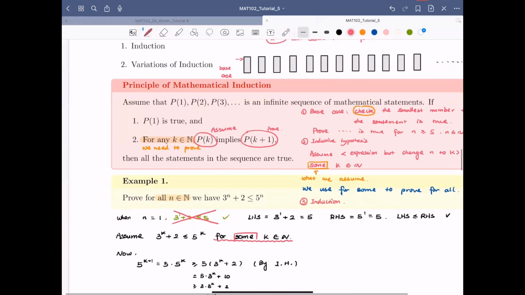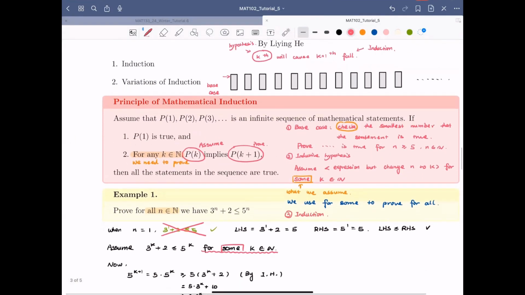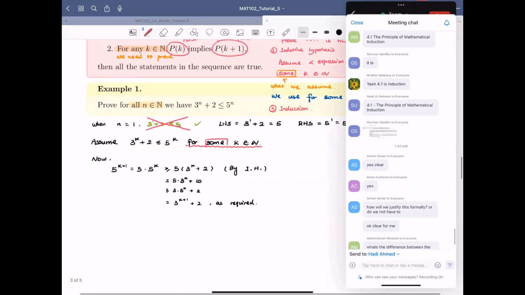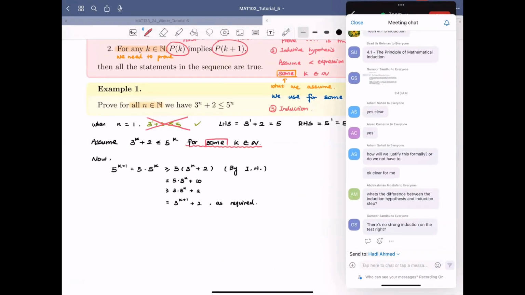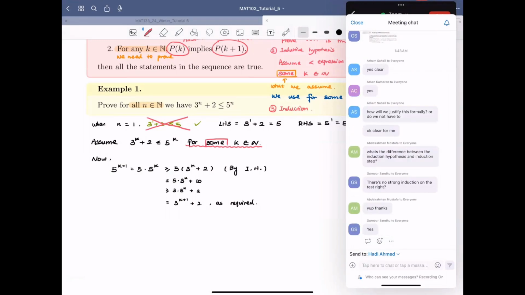Some people like to call them together as induction. It's up to you. Okay? You can call the whole thing induction as well. Does that make sense? Are we clear on this? And then you can make a final conclusion here.